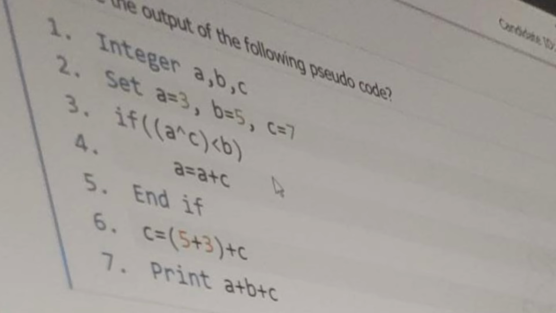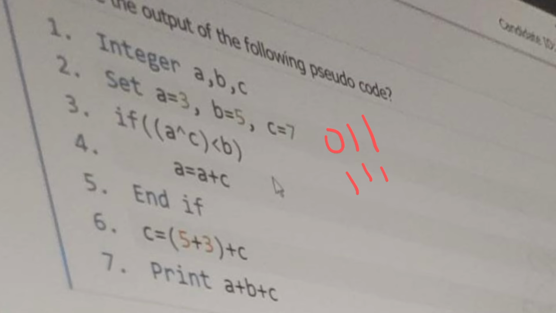So if a OR c is less than b, so at first we have to calculate a OR c. So a means 3, so 3's binary representation is 1 1, and c means 7, so 7's binary representation is 1 1 1.